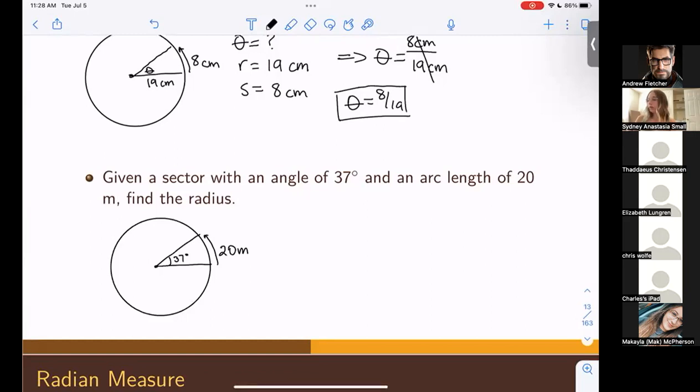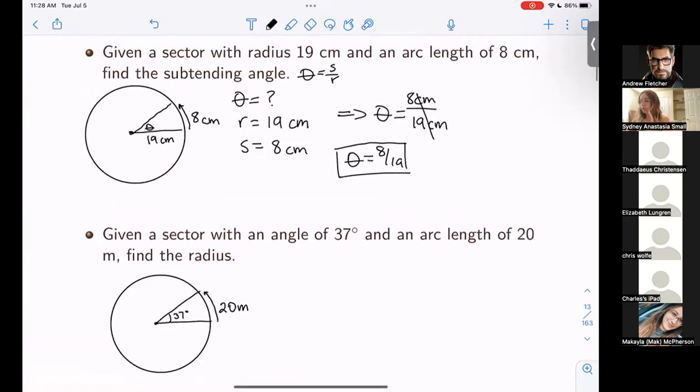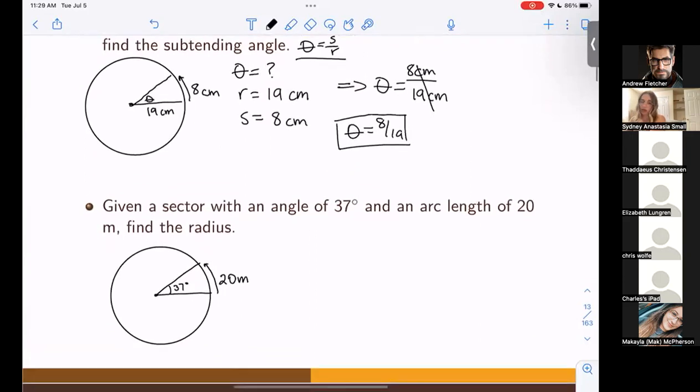Okay, so my gut instinct, of course, like last time, is just to use this formula. Theta equals S over R. We can't do that yet. And hopefully we can see right away that this symbol right here is a red flag. We are not allowed to have our angle in degrees. So how do we fix it? Well, we just turn it into radians like we practiced a little bit earlier.